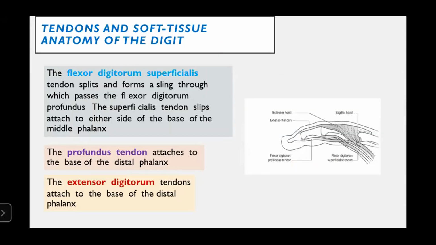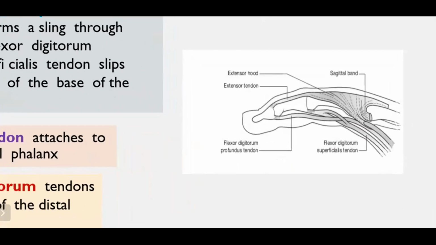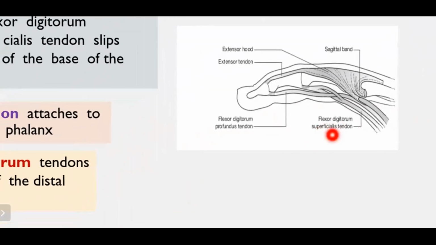The tendon and soft tissue anatomy of the digit. As we see in this figure, we have the flexor digitorum superficialis tendon that passes and then splits to form a sling, then attaches to the proximal end of the middle phalanx of the finger. From this sling, the flexor digitorum profundus tendon passes to attach finally to the proximal end of the distal phalanx on the volar aspect. On the dorsal aspect, we have the extensor tendon that attaches to the proximal end of the distal phalanx.